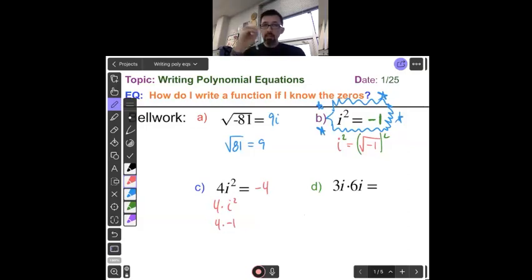So we do not leave i squareds in answers. i squared is something that can be simplified. So if you see an i squared, you need to make sure you deal with it. Just like we don't leave negative exponents in problems, we always deal with those, right?